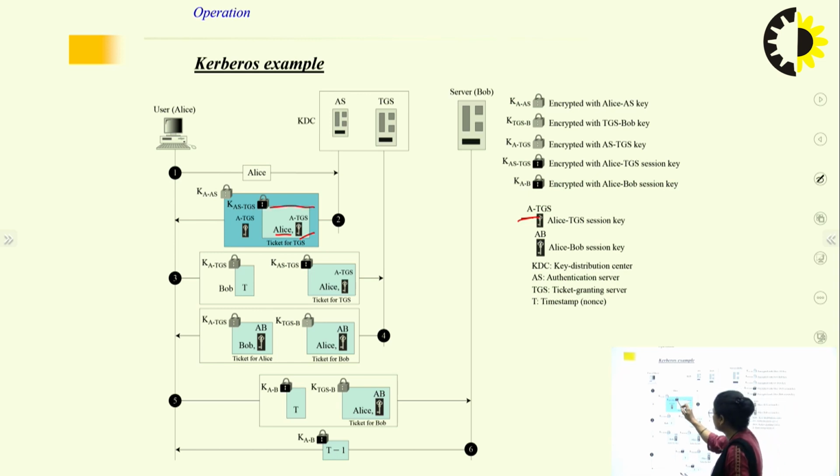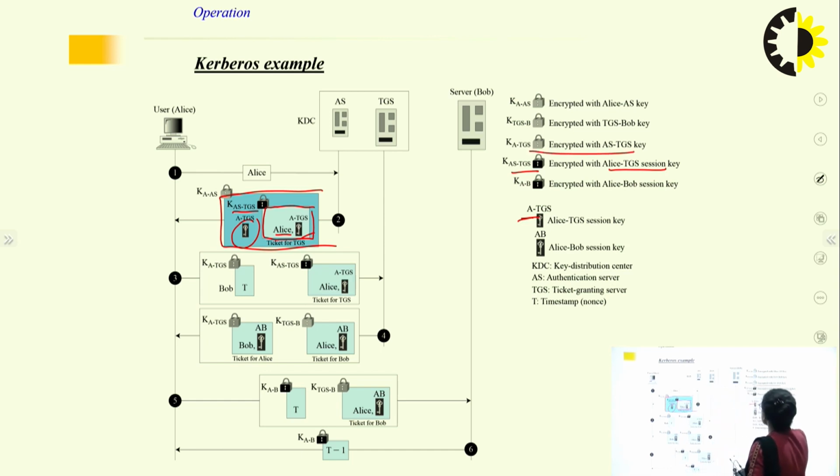And this particular message block, or this particular ticket, is encrypted using KA-TGS. What is that? KA-TGS is encrypted using the Alice and TGS session key. And in addition to that, Alice, it also gives A-TGS. What is A-TGS? As I already explained, it is the Alice-TGS session key.